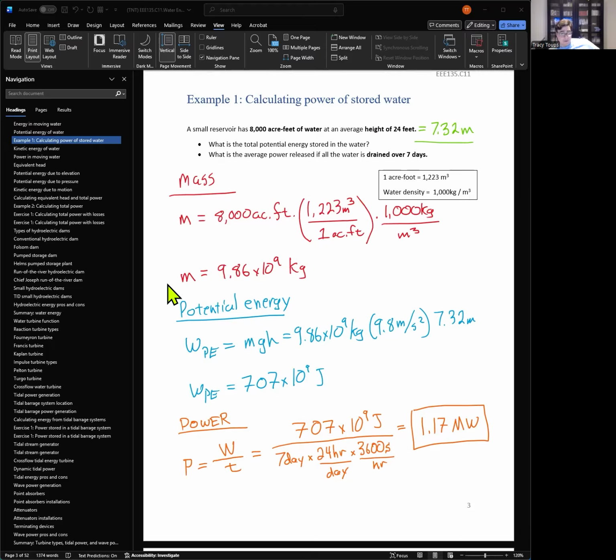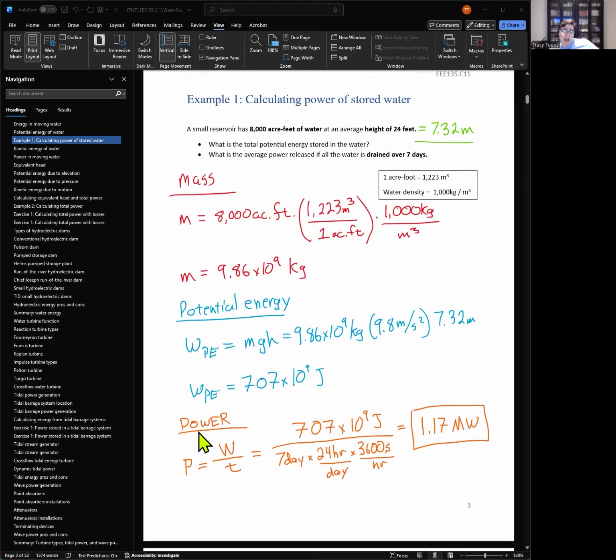Now we have mass, we can find potential energy. So we know potential energy is mass times gravity times height. We have all three of these, so we number crunch it all. And we get our potential energy: 707 times 10 to the 9th joules. So that's the potential energy ready to flow out.